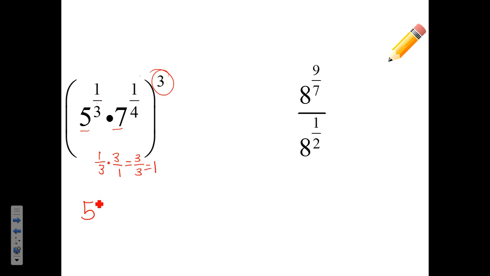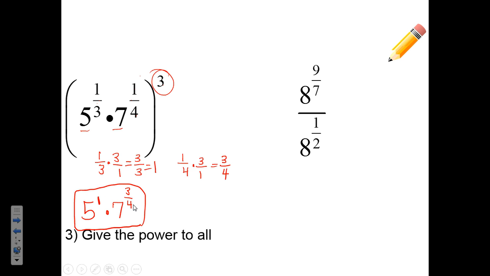So this would be 5 to the 1 power times, now the 7 and the 5 are not the same, so I can't put them together or anything like that. I look at the 1/4 and I multiply it by 3, and 1/4 times 3/1 would be 3/4. So then this would be times 7 to the 3/4. Okay, and what I'm doing is giving the power to all.